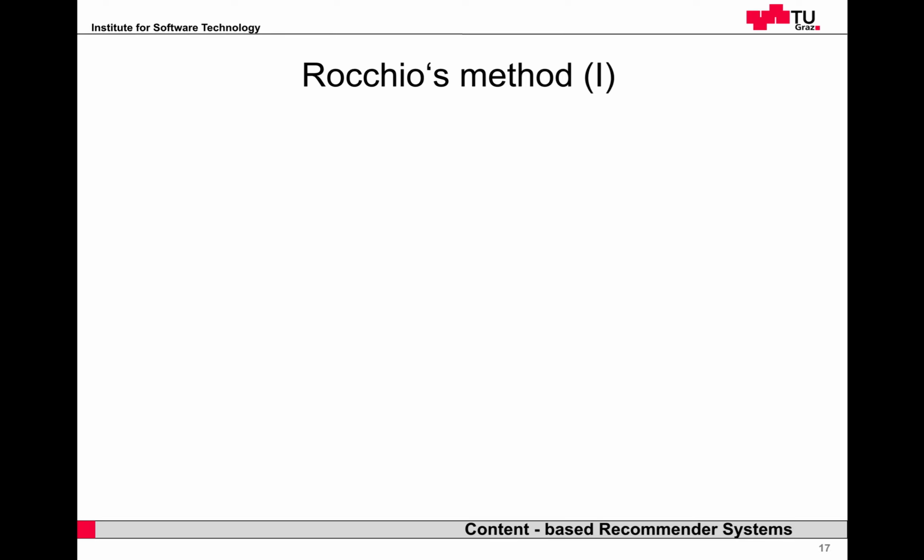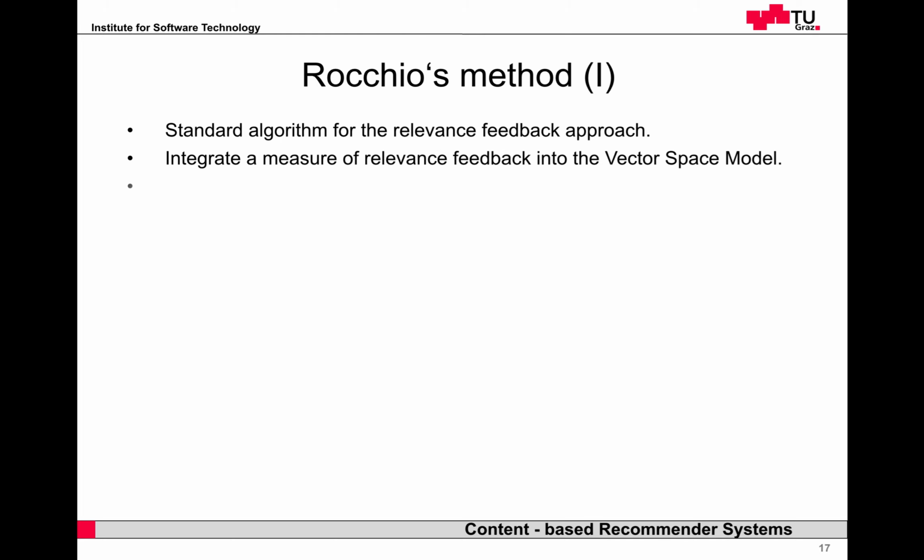Next, I'm going to discuss with you another approach called the Rocchio method. This is the standard algorithm for the relevance feedback method. The main idea of this algorithm is to find a query vector that maximizes the similarity with relevant documents and minimizes the similarity with non-relevant documents.